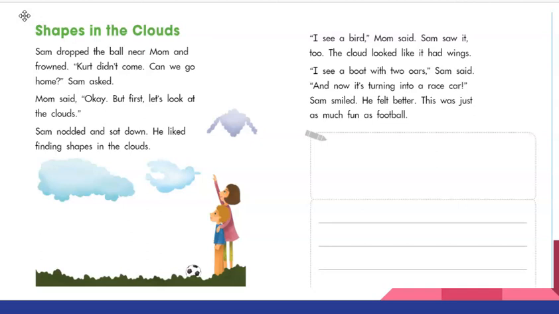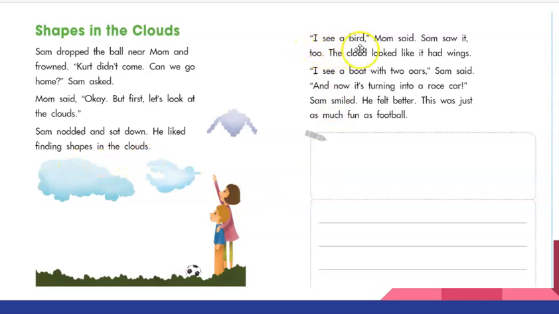Okay, here we go. Shapes in the Clouds. Sam dropped the ball near Mom and frowned. Kurt didn't come. Can we go home? Sam asked. Mom said, okay. But first, let's look at the clouds. Sam nodded and sat down. He liked finding shapes in the clouds.